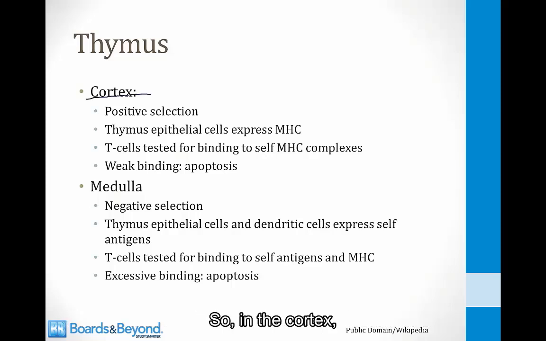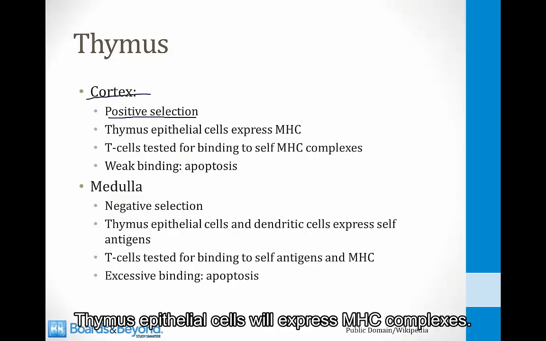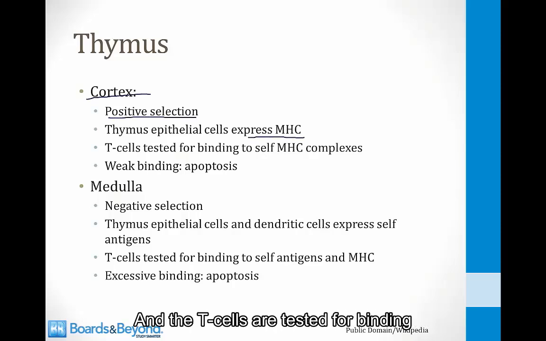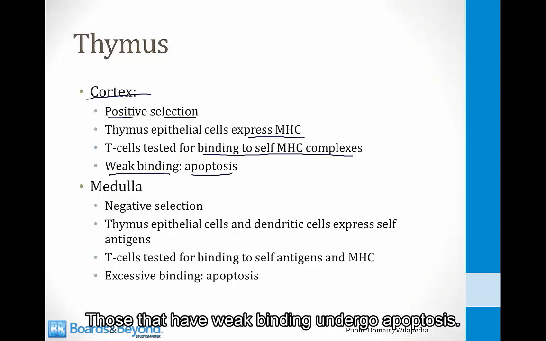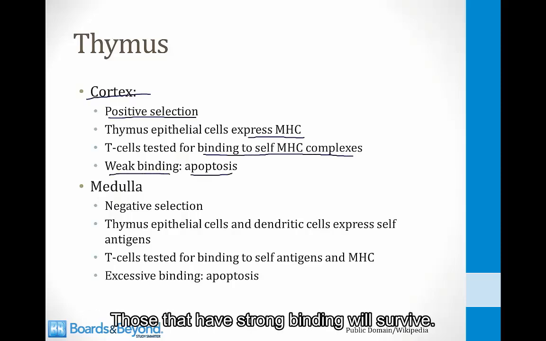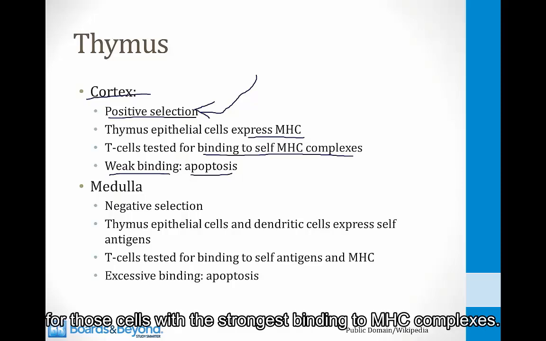So in the cortex, a process takes place of positive selection of T cells. Thymus epithelial cells will express MHC complexes, and the T cells are tested for binding to self-MHC complexes. Those that have weak binding undergo apoptosis. Those that have strong binding will survive. This is called positive selection because we are selecting for those cells with the strongest binding to MHC complexes.